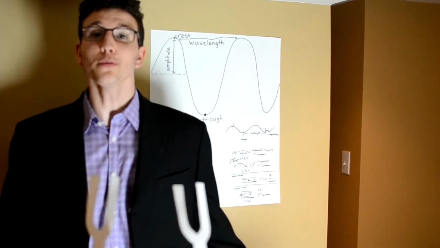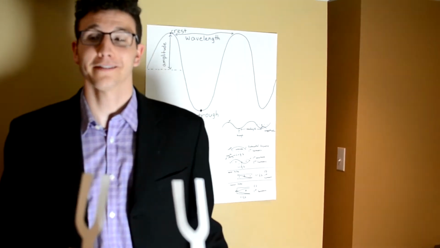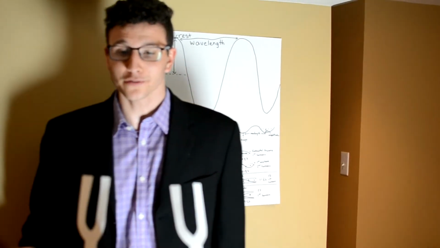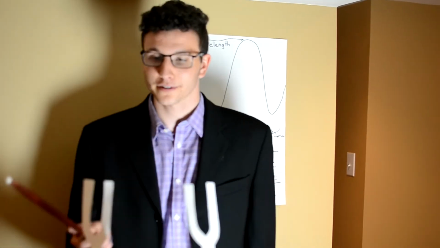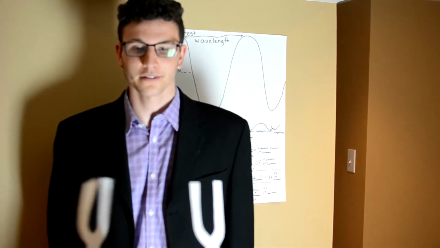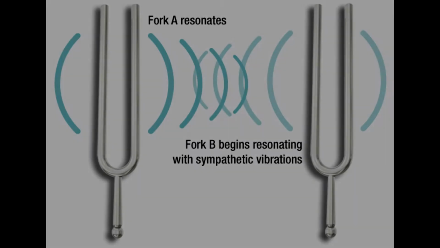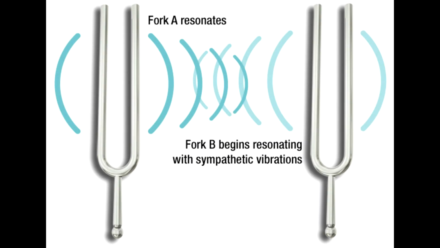As you can see, I have brought two identical tuning forks. I have taken multiple classes of Aikido, so I do know how to hit things. So what I'm going to do is hit this first one, and you will see something called resonance. When an object vibrates nearby or in contact with a second object, and the frequency of its vibration is near the natural frequencies of the second object, the second object will start to vibrate at its natural frequency.